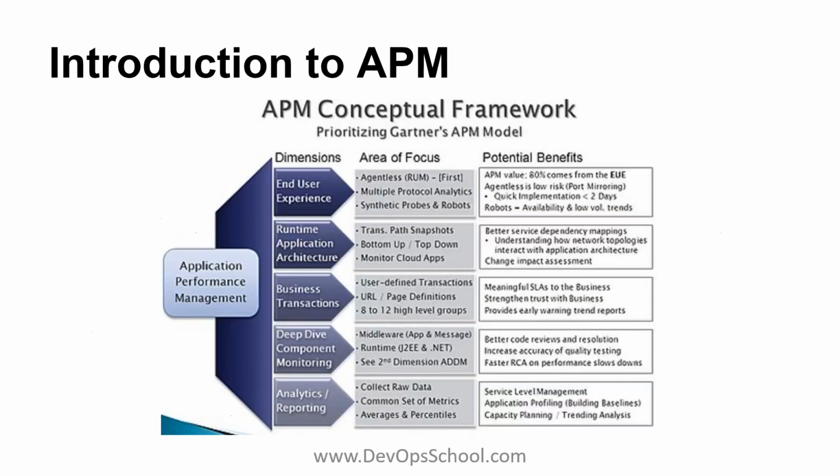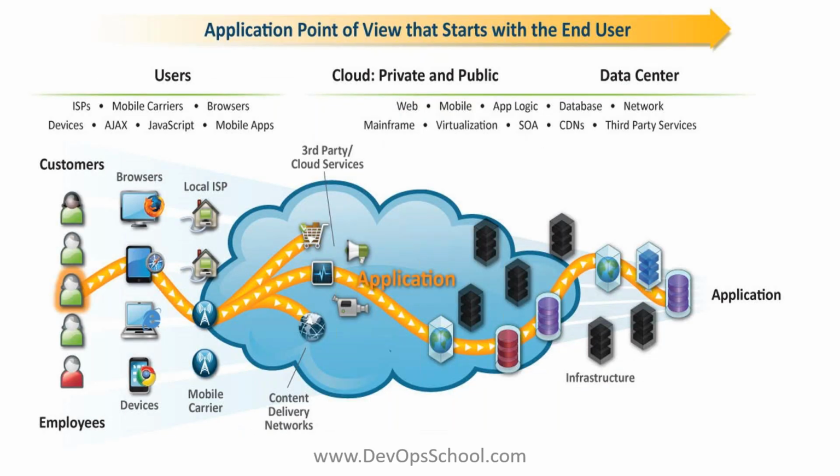Look at this image, it is very important. The customers come from different regions, different browsers, different devices, different local ISPs, different third-party libraries, different web servers, different app servers, different microservices. The request travels through different databases, and then finally the response is received. So where is the problem? How do you identify whether it is web, mobile, app, database, or network? This is what we have to do as part of this session.